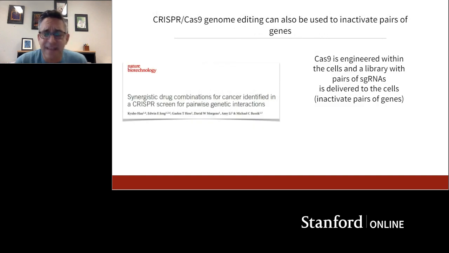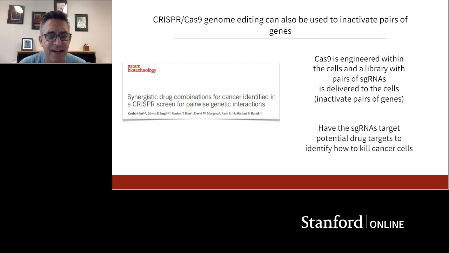I want to show one exact example from one of my colleagues here, Mike Bassick, in the genetics department at Stanford, where they took this one step further and said, well, we don't want to just inactivate one gene in these cancer cells, and we don't want to inactivate a bunch of individual genes. They did an experiment to say if we delete 2 genes in every cancer cell, these cells grown in dishes in the lab, what will the outcome be? And the important thing here is which genes did they try to inactivate as combinations, as pairs? And it ends up that they decided to target genes that are potential drug targets. So they have guide RNAs that target these potential drug targets, and they made pairwise combinations of all these different guide RNAs to target essentially pairs of drug targets.